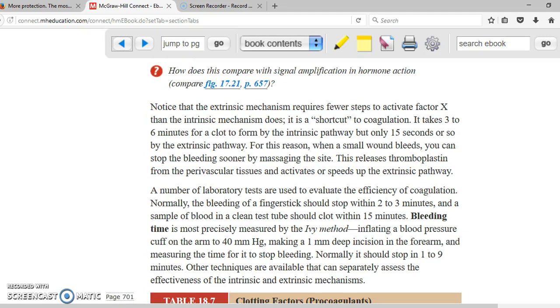Now, how long does it take in order to do this? It doesn't take that long to coagulate. Maybe from a minute to 10 minutes approximately. So as you can see here, for example, normally if you have bleeding of a finger stick, then you should stop in 2-3 minutes. There's something called bleeding time, which is done through the IV method. They put a blood pressure cuff, they make a deep incision, and you should stop bleeding in less than 10 minutes. So as I was telling you, it's not a long time in order for us to stop bleeding.